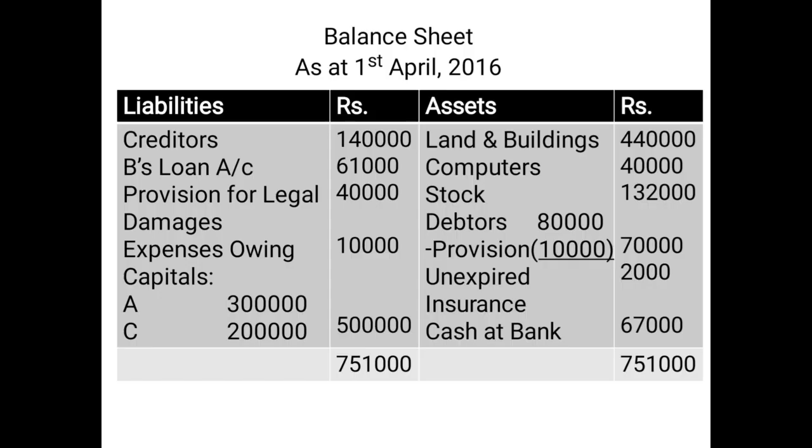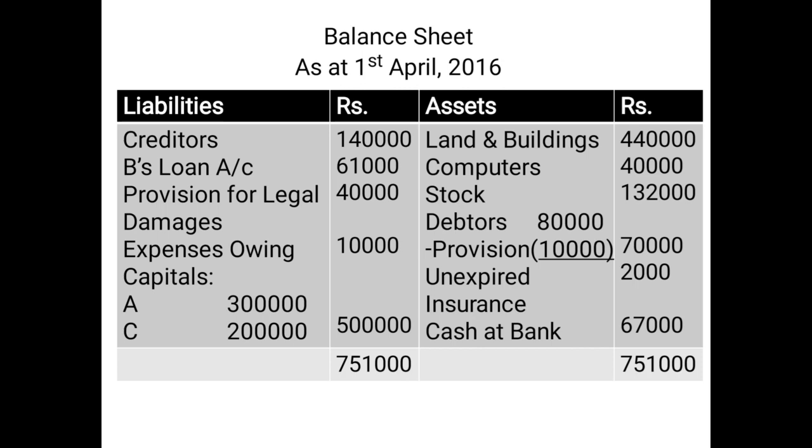So this is the new balance sheet of the new firm as at 1st April 2016 after the retirement. On the asset side, we have shown the land and buildings 4,40,000 after the revaluation, computers 40,000 since there were no changes, so we have just copied it like that. Stock 1,32,000. Debtors after deducting the new provision, the net value is 70,000. Unexpired insurance, which was not there earlier, 2,000. Then cash at bank, the new value, that is 67,000.